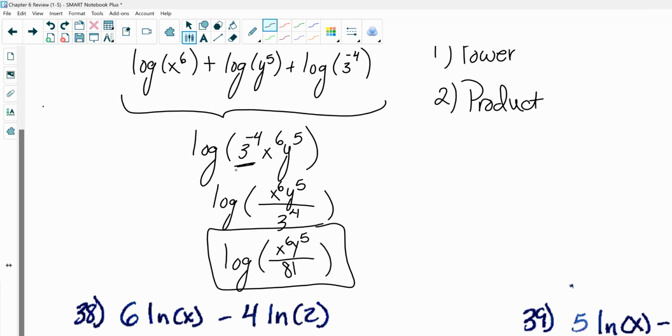Questions on 36 through 40? Which one do we want to look at next? 37. Okay.